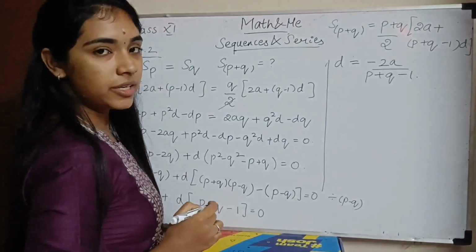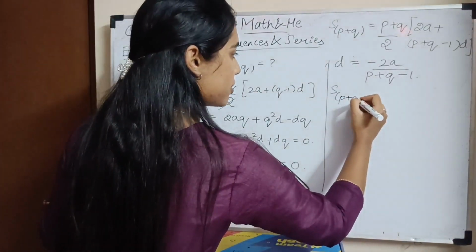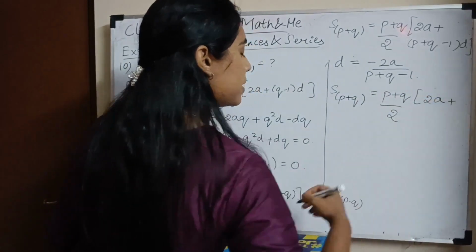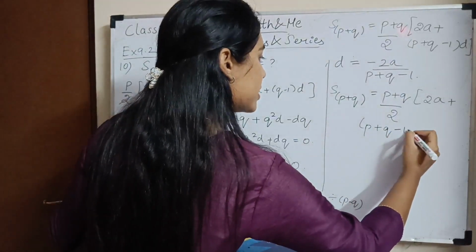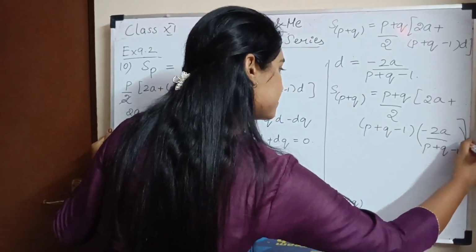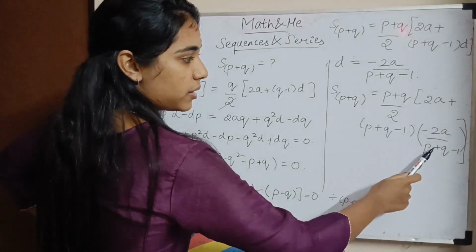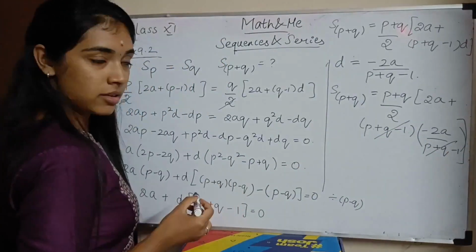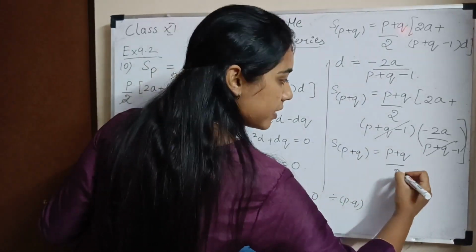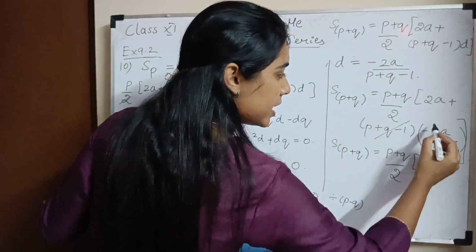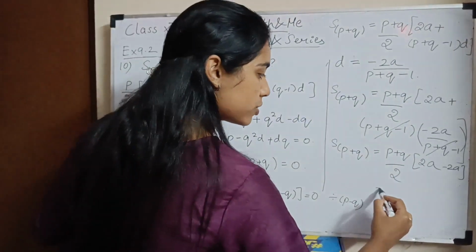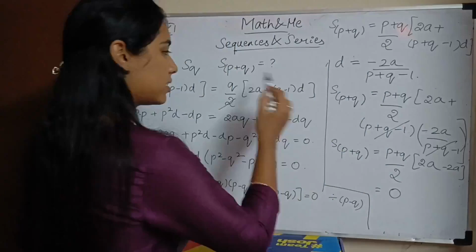So let's see what happens when I substitute it in the equation. So I have S of P plus Q equals (P plus Q) divided by 2 of 2A plus (P plus Q minus 1) times, what is my D now? Minus 2A divided by (P plus Q minus 1). What do you see? P plus Q minus 1 and P plus Q minus 1 will get cancelled. What am I left with? S of P plus Q equals (P plus Q) divided by 2 of 2A plus, times minus becomes minus, minus 2A. 2A minus 2A, 0. So what is your answer? 0.